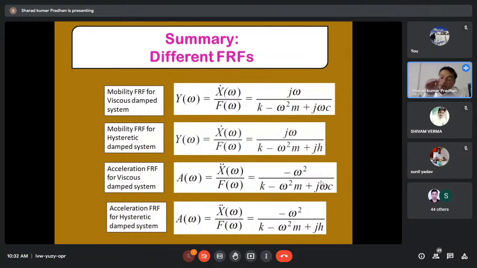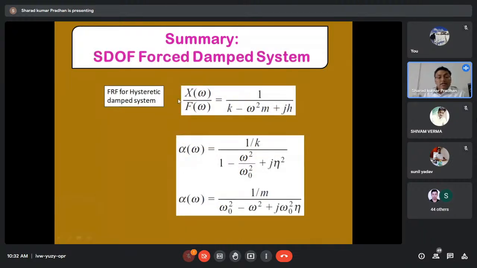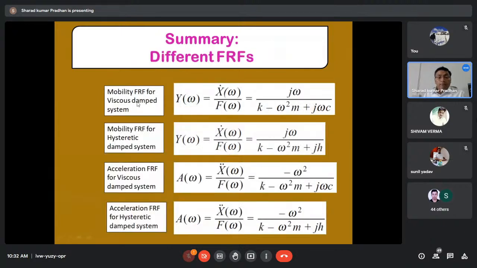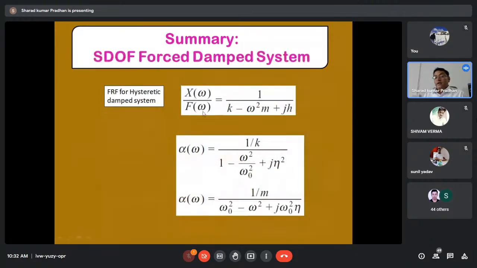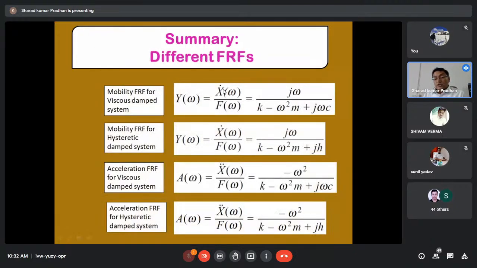Now, if you look at any book or any research paper, you may get confused, because sometimes they are dividing x by f, they are also dividing x dot by f, they are also dividing x double dot by f. So the first one is like receptance, x upon f. Now we have got mobility. When velocity is divided by f, look at the previous one, what we have calculated till now is displacement divided by f. Now it is velocity divided by f, then it is acceleration divided by f.